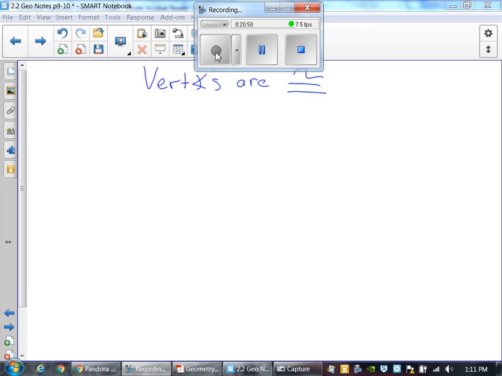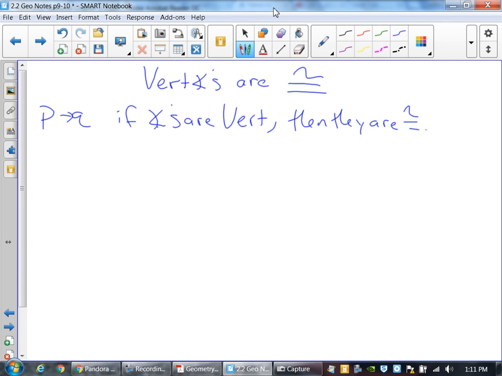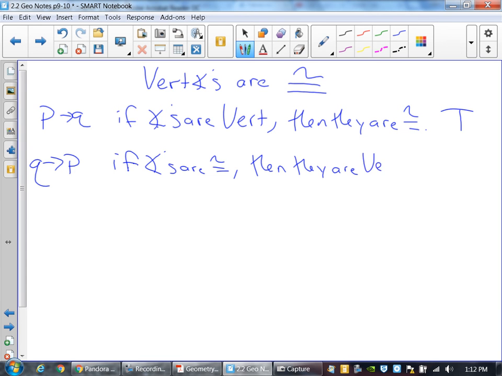Let's roll through this one real quick, see how we did. Conditional wise, P implies Q. If angles are vertical, then they are congruent. True or false? True. Say it backwards. If angles are congruent, then they are vertical. True or false? False.